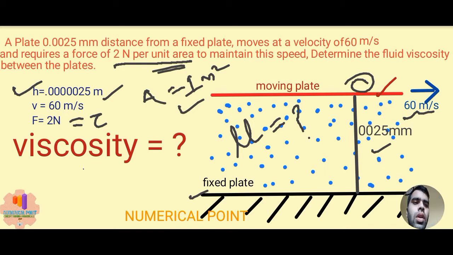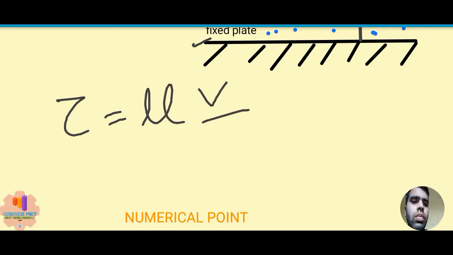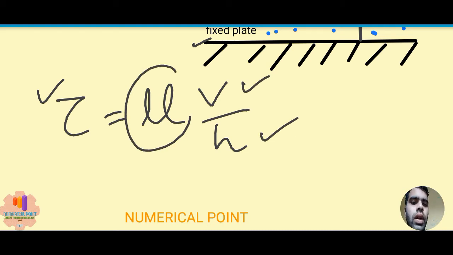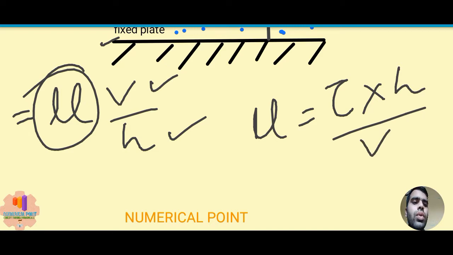To find the viscosity we can apply Newton's law of viscosity, that is given by tau is equal to mu into V by H. So tau is given, V is given, H is given, so we need to find out mu. Here we can write mu is equal to tau into H by V. Let's put the values of tau, H and V in the formula. Tau is 2 Newton per meter square, H is given, V is 60 meter per second.